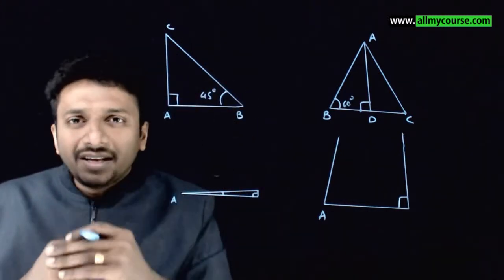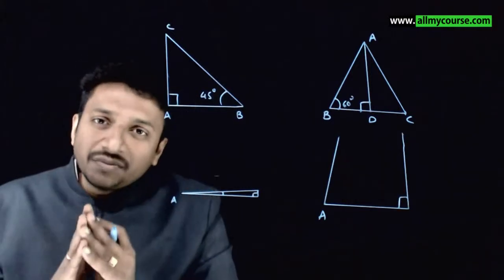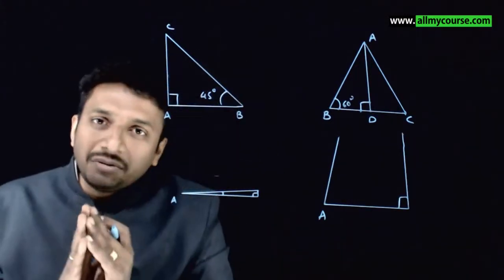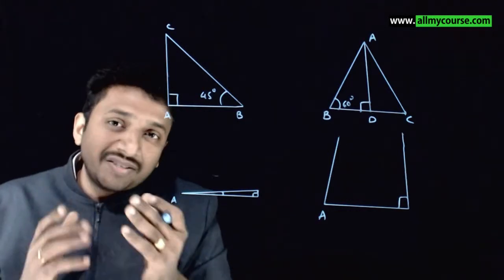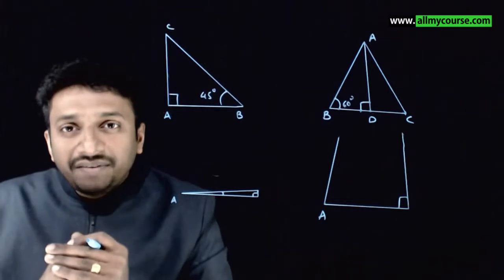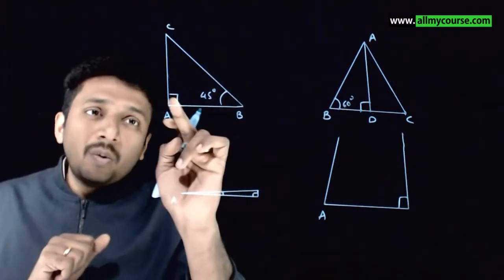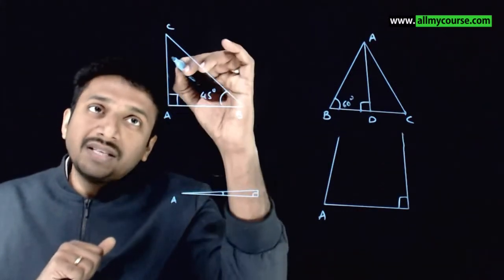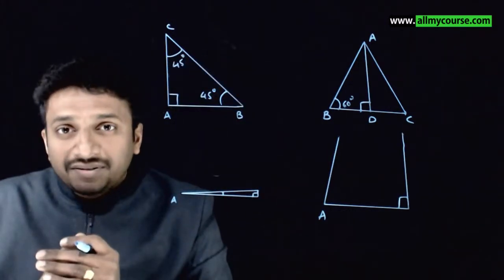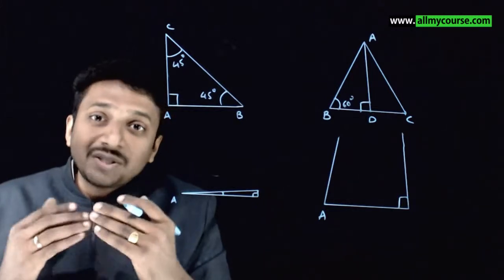draw a right angle triangle where one of the angles is 45 degrees. So sine 45 will be opposite side by hypotenuse. Now what is the speciality of this right angle triangle whose one angle is 45 degrees? The speciality is that one angle is already 90. If the other angle is 45, the third angle will also be equal to 45 degrees. That means this is a right angled isosceles triangle.